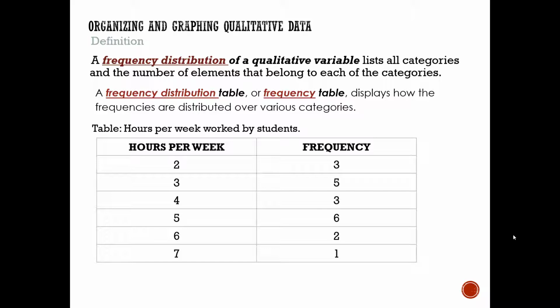In other words, if I have a table that represents the hours per week that are worked by students, and I have one category that's 2 hours, one that's 3, 4, 5, 6, and 7. Then I would count the students that work 2 hours per week. Well, there were 3 of them. The students that work 3 hours per week, well, there were 5 of those. There were 3 students who worked 4 hours per week, 6 who worked 5 hours, 2 who worked 6, and 1 student worked 7 hours per week. So that is our frequency table. Really, it's just lining up the category, which is hours per week, and counting the data items that fell into that category.